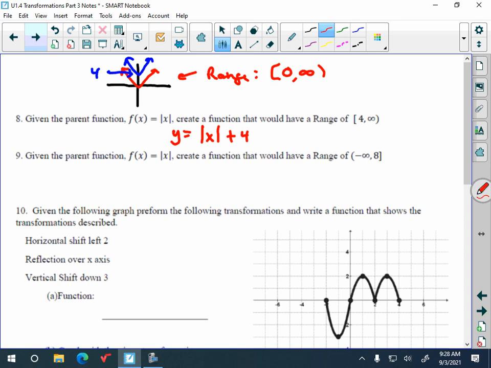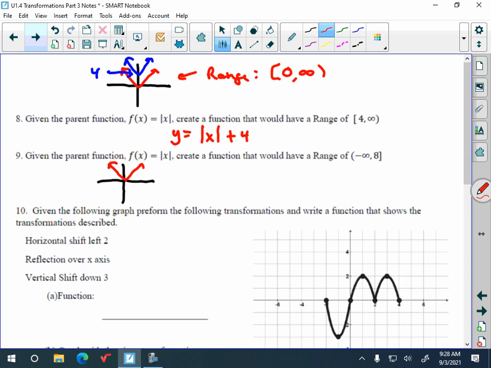All right, so let's do number 9. Again, we'll just stay with the absolute value. We'll start with our parent function graph. And now we want the range to start at negative infinity and go to 8. All right, so here's our parent function. Again, the range is starting at 0 to infinity. So what would I have to do to get it to start at negative infinity?